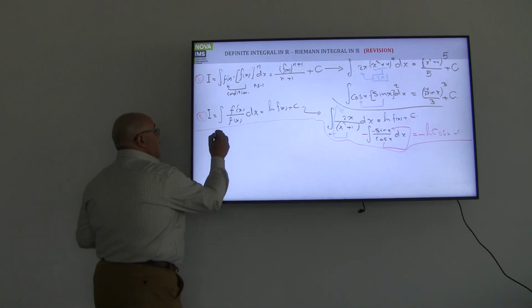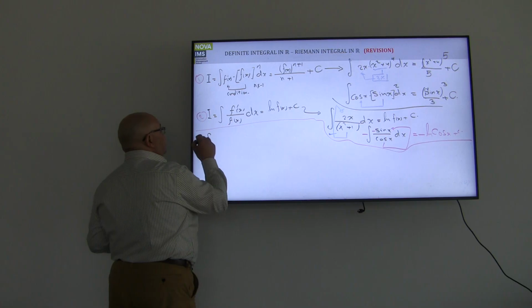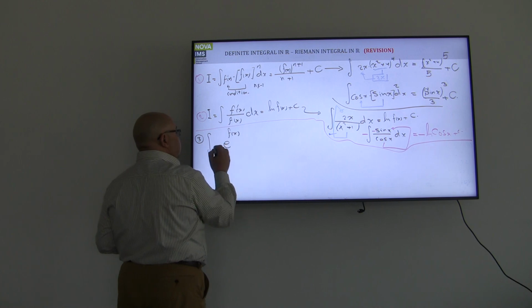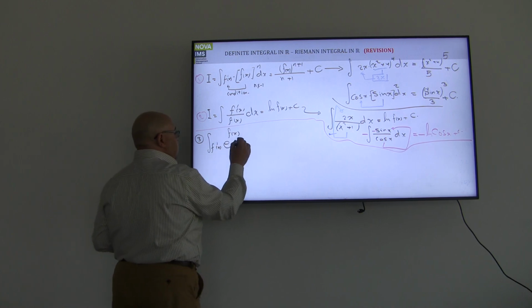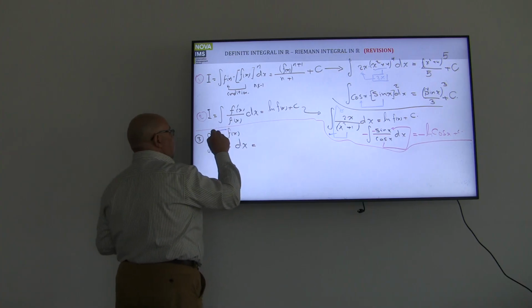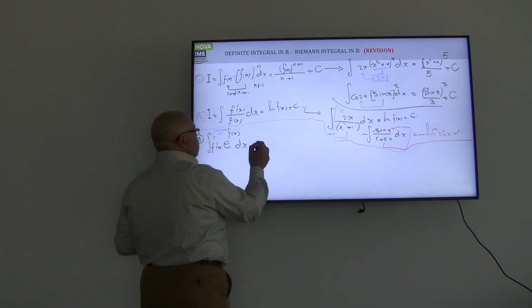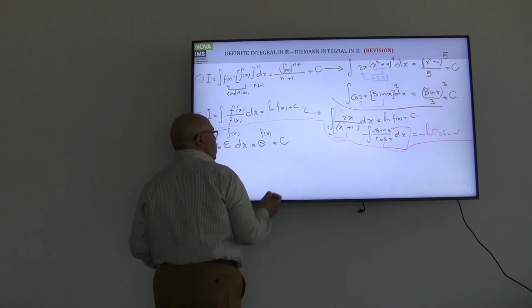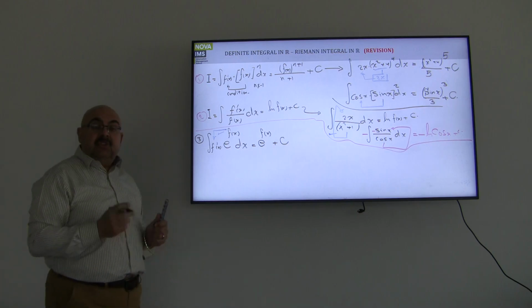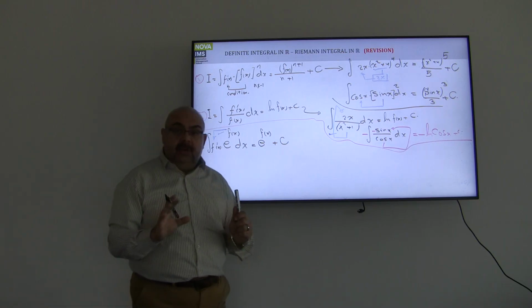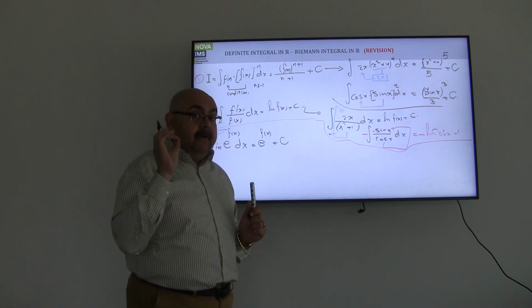For example, if I want to integrate, let's put this as number 3, e to the power of f of x times f dash of x with respect to x, as you can see. The power of the function is f of x. Its derivative already exists. That's a condition. So the answer is going to be e to the power of f of x plus a constant of integration, as you can see. And this type of integration will be valid only for the exponential functions.